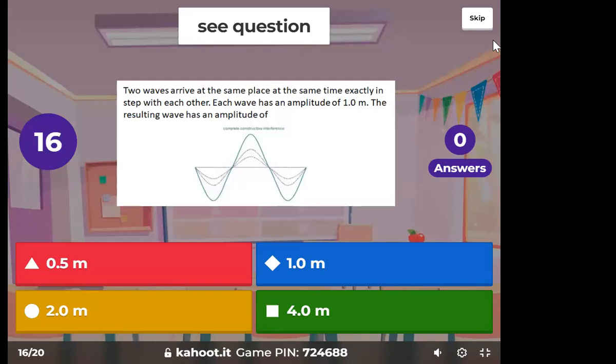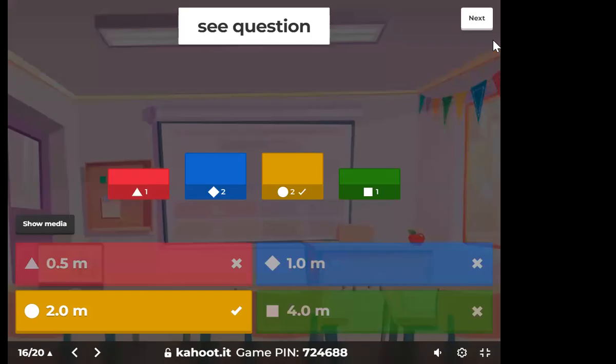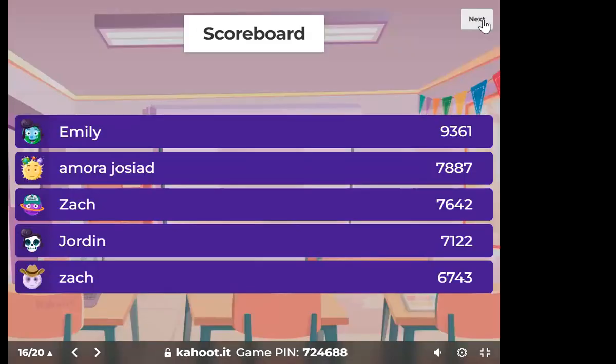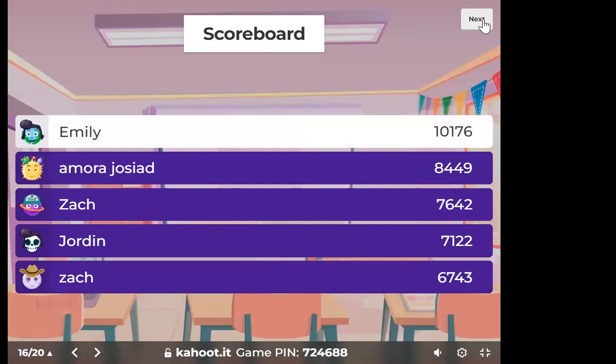Two waves, same place, same time, same step. Each has an amplitude of 1 meter. What's the resulting amplitude? What is 1 meter plus 1 meter? 2 meters. So 1 plus 1 is 2. So just a constructive interference. Constructive interference, 1 plus 1 is 2. Got points to Maura, Josiah, and Emily.